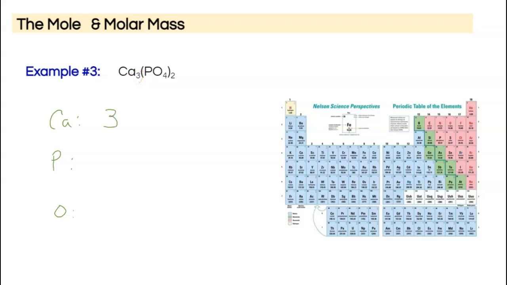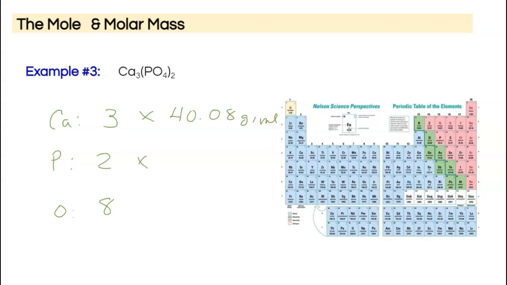I have 2 times 1 phosphorus, which will give me 2 phosphorus. And I have 4 times 2 oxygens, or 8 oxygens. But I need to multiply those by each of the molar masses. So calcium has a molar mass of 40.08 grams per mole.